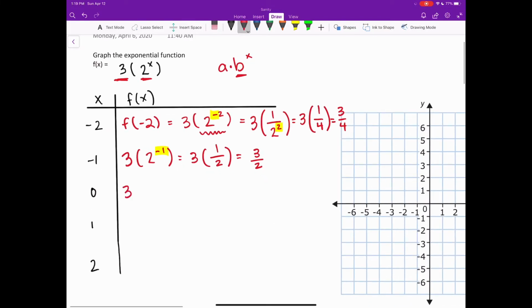The next one, if I plug in 0 into my function, I have 3 times 2 to the power of 0. We know that anything to the power of 0 is just 1. So this is really just 3 times 1, which, oh my gosh, you guessed it.